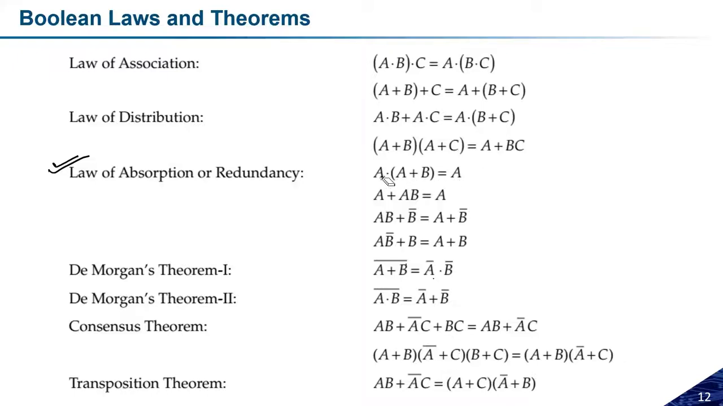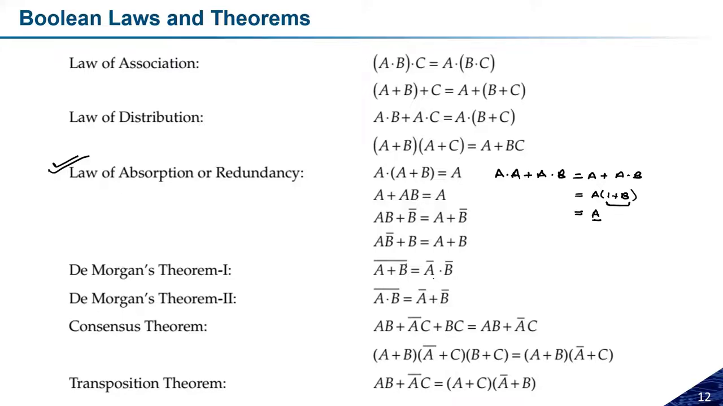So you can prove it simply here, like A dot A plus A dot B. If I expand this, I will get A dot A plus A dot B, and A dot A is nothing but A, so I will get A plus A dot B. Okay, and now I can make A common: A times 1 plus B. And 1 plus B is always 1.